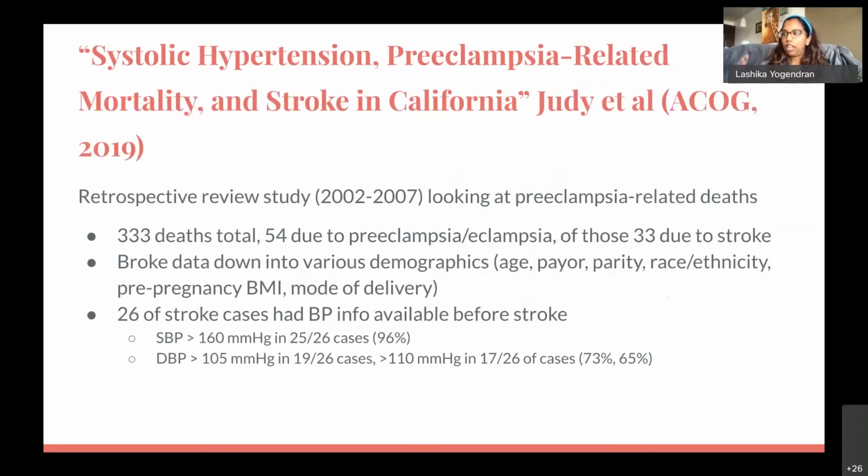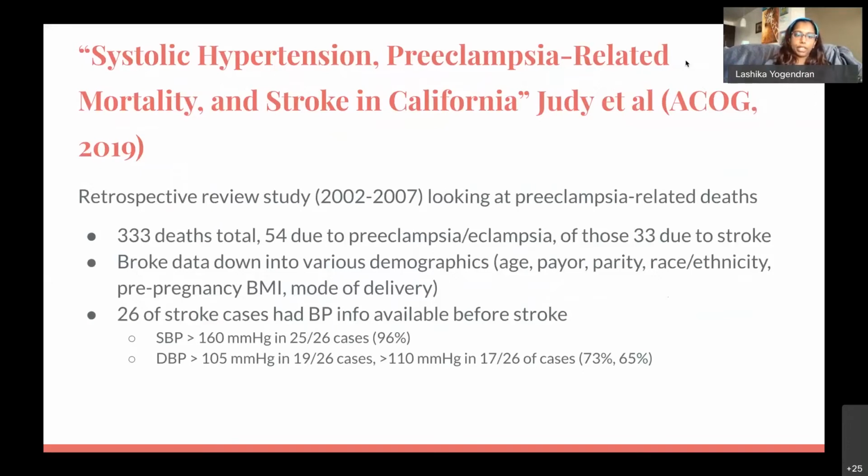Another study along the same lines was published in ACOG in 2019, basically supporting the idea that systolic blood pressure is potentially an indicator for adverse maternal as well as fetal outcomes. I think this one was specifically looking at maternal outcomes. Basically a retrospective review study looking at preeclampsia-related deaths.